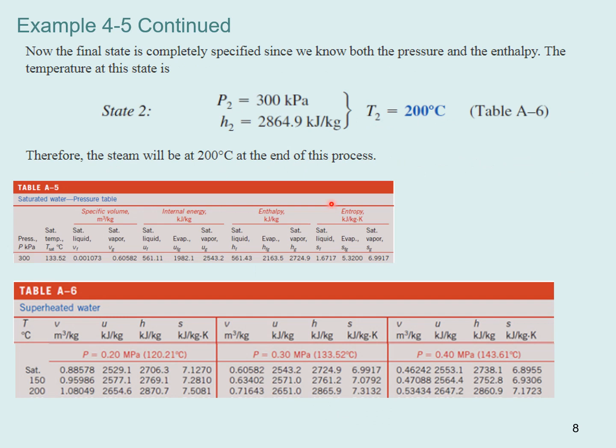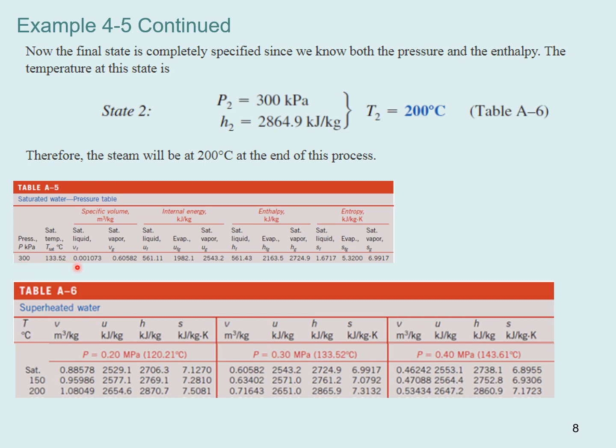Now, how do we know what the final state is? Well, again, we have to go into the tables. We know what the final pressure is, and we know what the final enthalpy is per unit mass. So we look into the tables. First of all, let's go to table A5, because again, we have no idea what state this is in. I just clipped a part of it, but go to the actual table and look yourself. You'll find an entry for the pressure of 300 kilopascals.